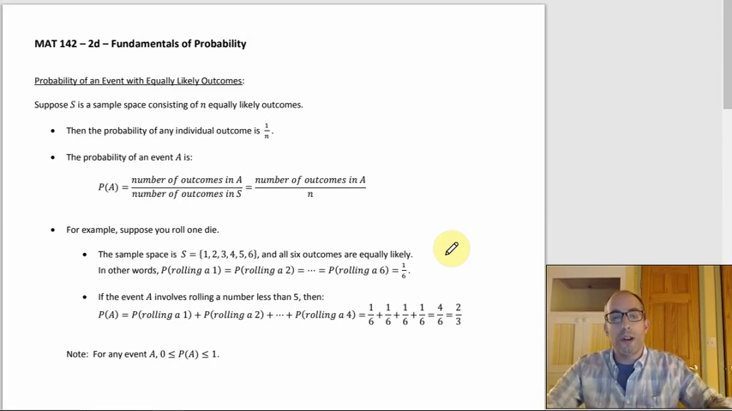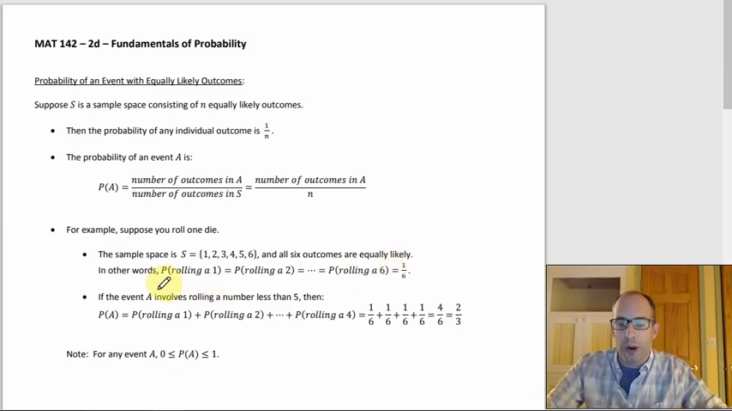And so then what if event A isn't just one single outcome? What if it's multiple outcomes, something like this? What if the event A is rolling a number less than 5? I kind of wrote this out the long way, but you could say, what outcomes in the sample space are going to satisfy being less than 5? It's 1, 2, 3, and 4, right?